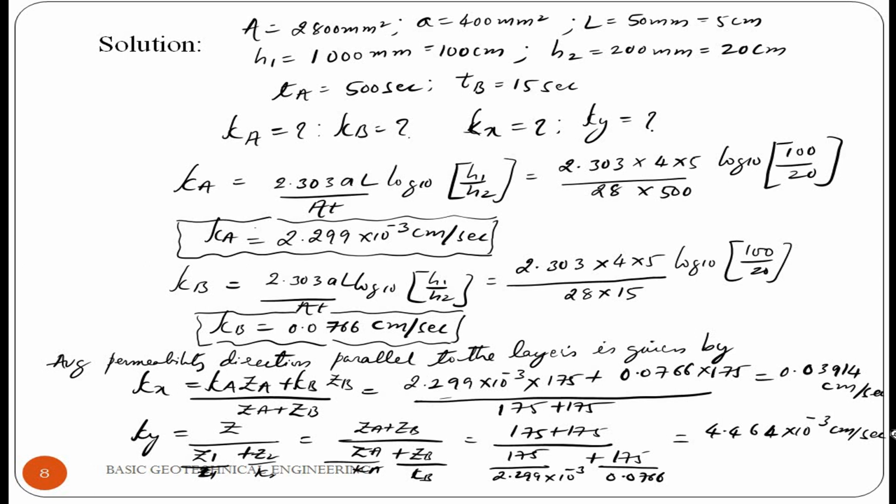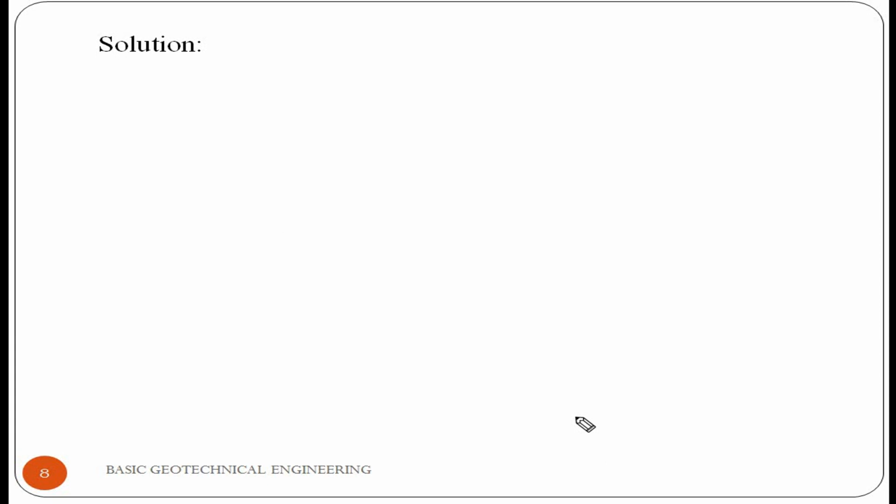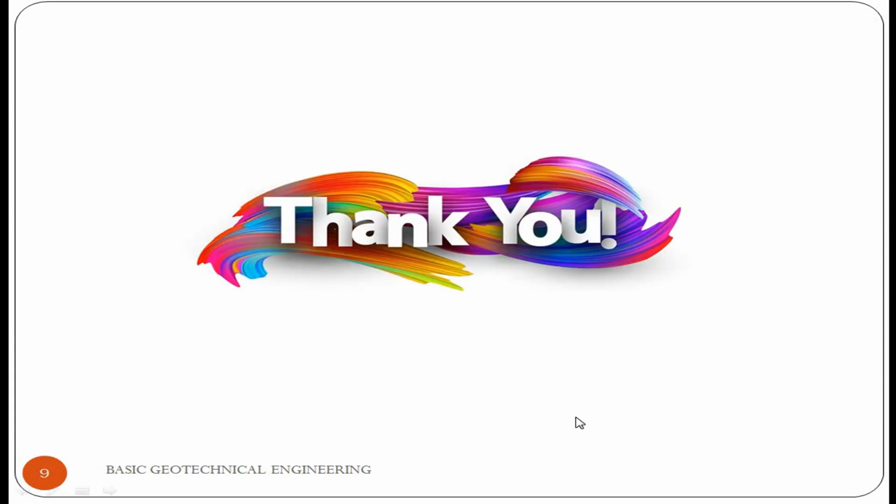So the average permeability parallel and perpendicular to the bedding planes are: Kx is equal to 0.03914 centimeter per second, and perpendicular to the bedding plane the value is 4.464 into 10 to the power of minus 3 centimeter per second. I hope that you have understood the following solved problems.